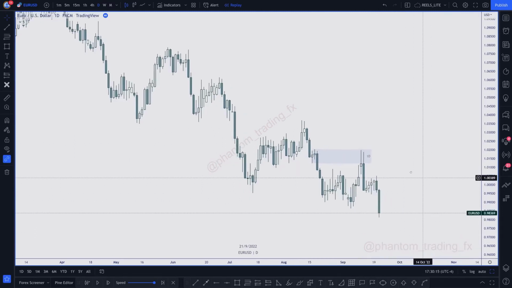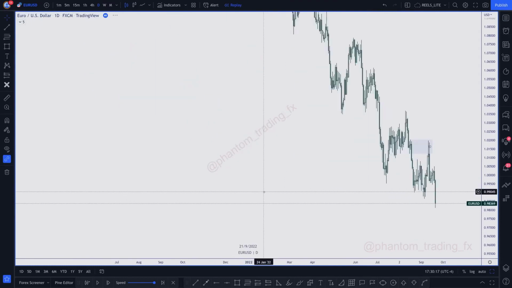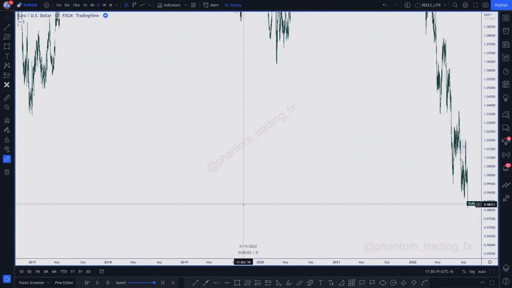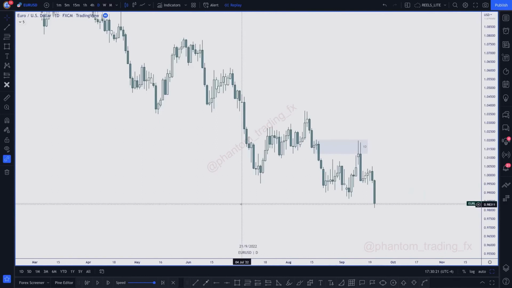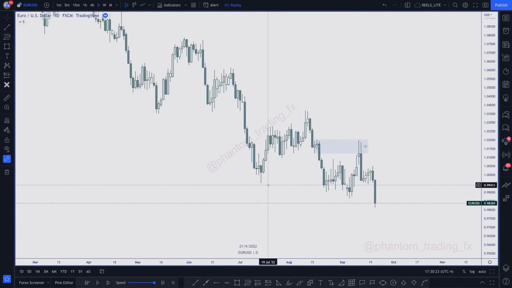I pulled some nice R out of it. Could I have held it? Yeah, but we're kind of in no man's land, right? We're making not all-time lows, but like 12-year lows again. EU is trading below parity again.